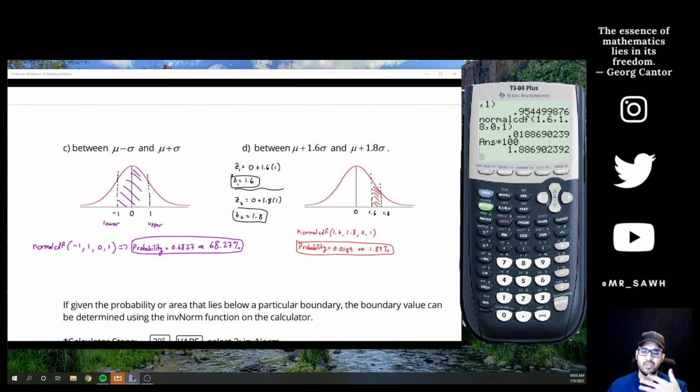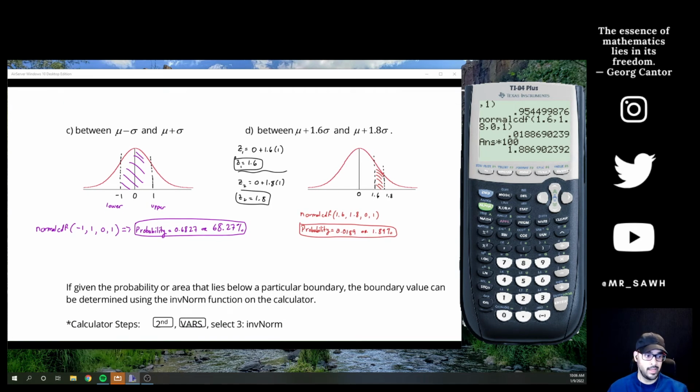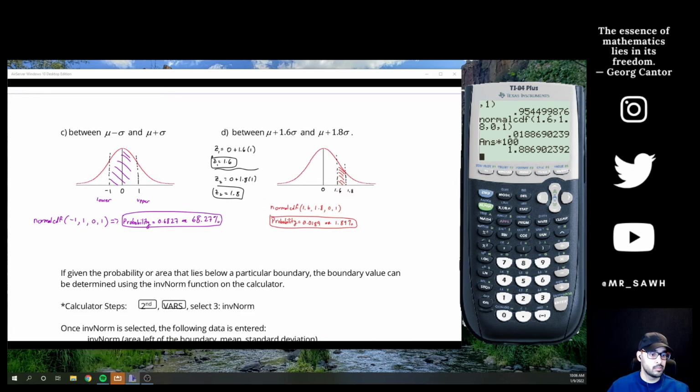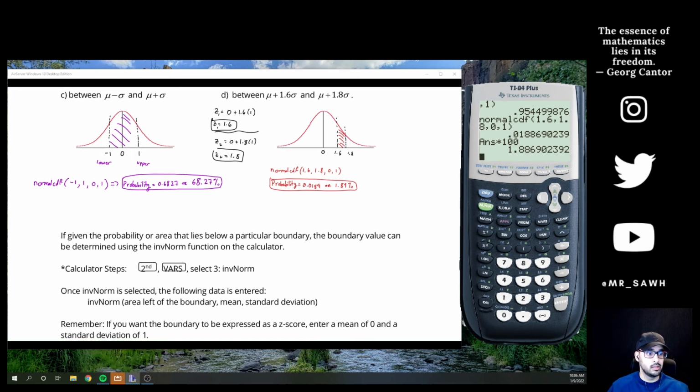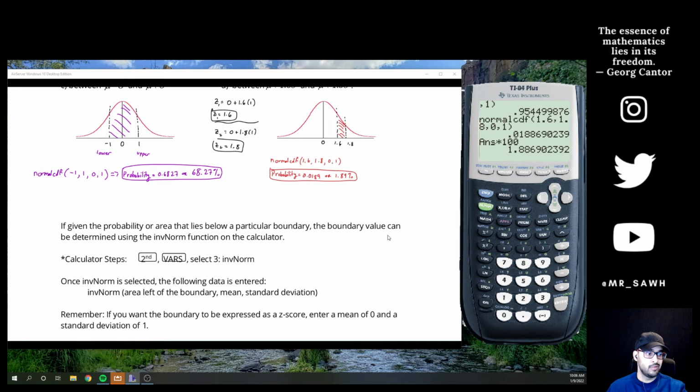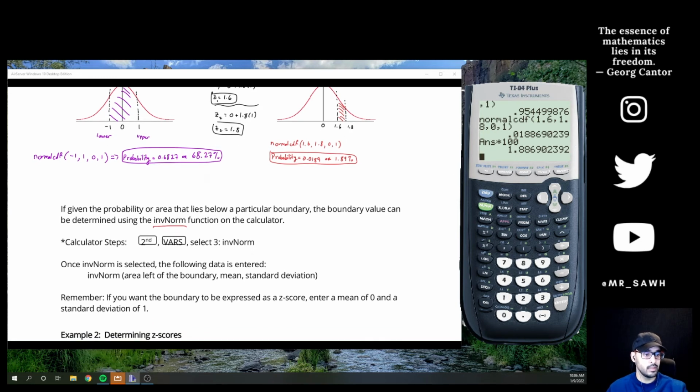Now, what happens when you actually are given a probability and asked to determine what z-score makes it happen? Right? There's a way I can work backwards here also. So if I'm given the probability or the area that lies below a particular boundary, the boundary value can be determined using the inverse normal function. So essentially this is like doing the opposite of what we just did. And if you press second vars again, you'll see that option there, inverse normal, is number 3.